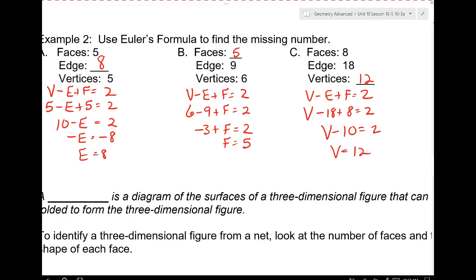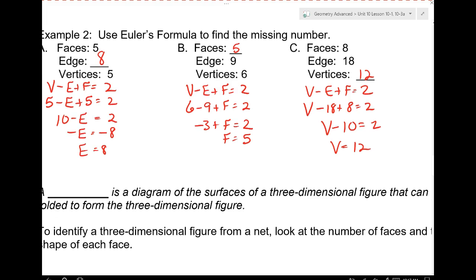Guys, what do you think? Euler's formula is so easy, isn't it? You cannot have a polyhedron unless that works. It's kind of a cool thing.